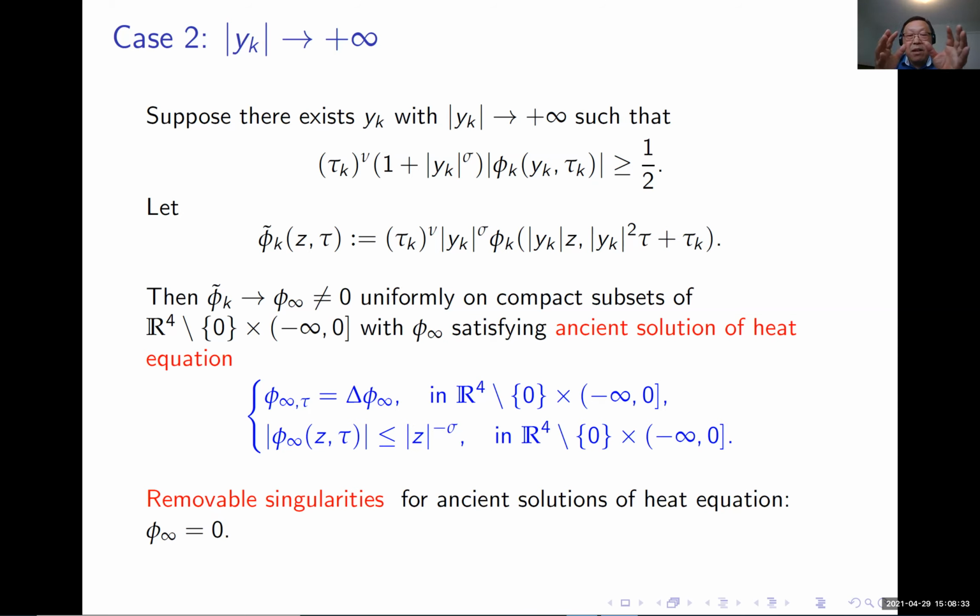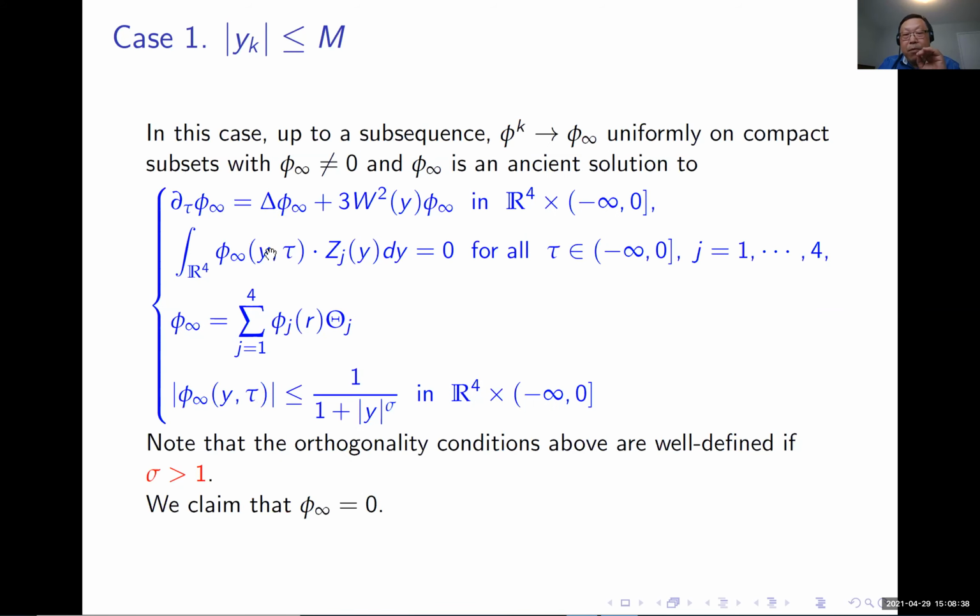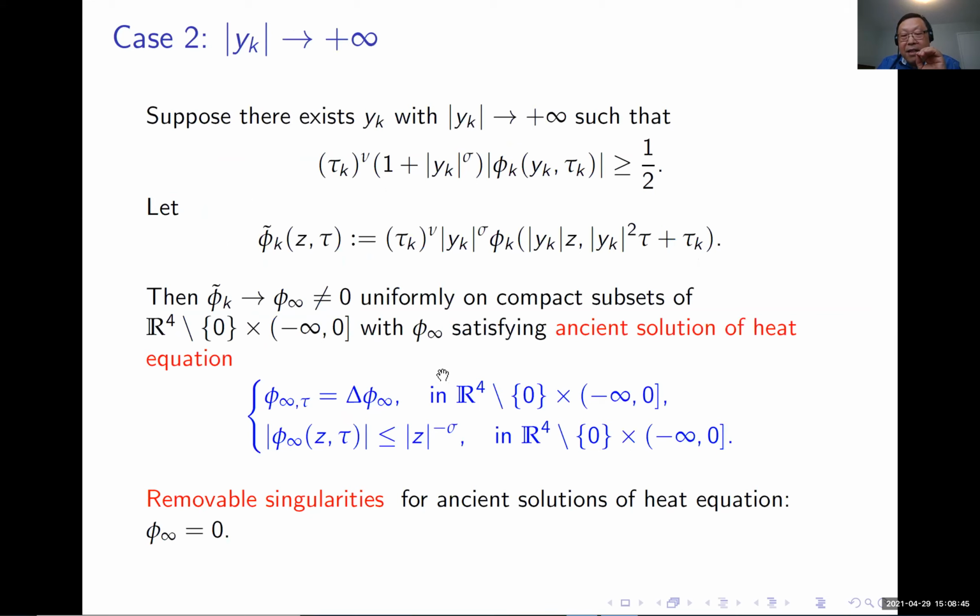So in the modes 1 to 4, we do a blob analysis, and we have two limiting problems. One is the parabolic linearized operator, and we need to classify this one. And another one is the ancient solution of the heat equation, and we have to use the removable singularity for the ancient solution of the heat equation to exclude this. So this is modes 1 to 4, and we don't lose anything. We have a very good linear theory. So any questions, remarks?